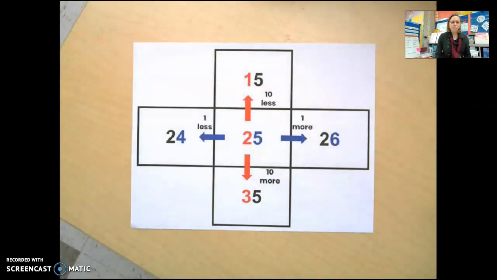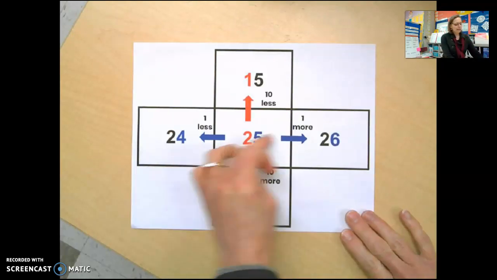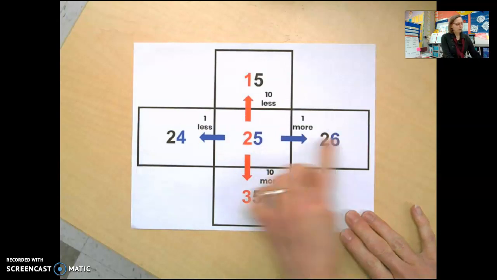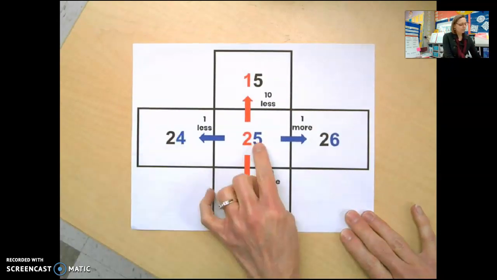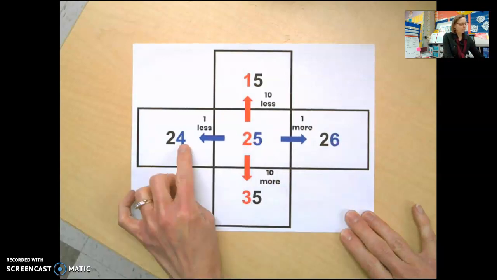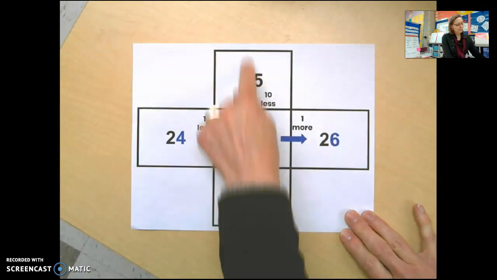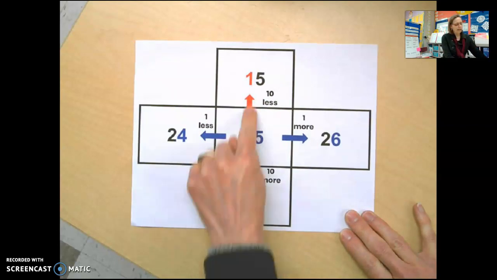Okay, so I'm going to show you first on the dot camera here. Remember our little number grid movement chart, okay? Remember that we go this way to add 1 to the ones. We go this way to take 1 away from the ones. So we go from 5 to 6, and then we go from 5 to 4, right? But then when we go up and down, we're changing the tens, okay?